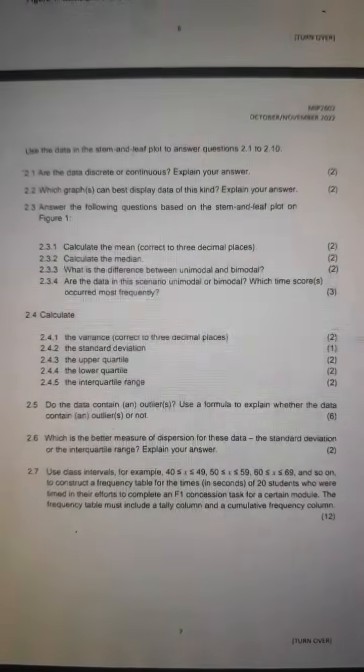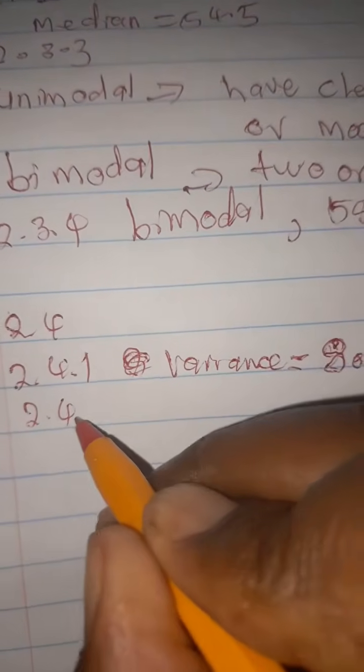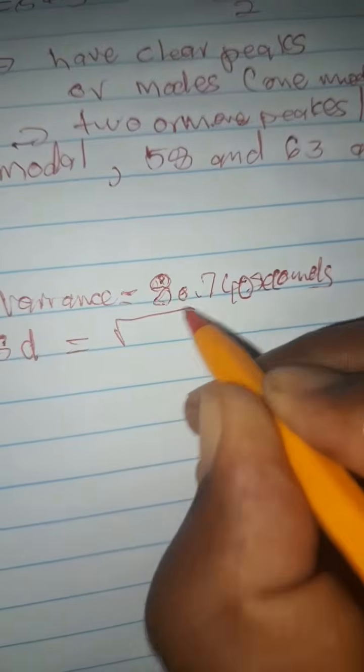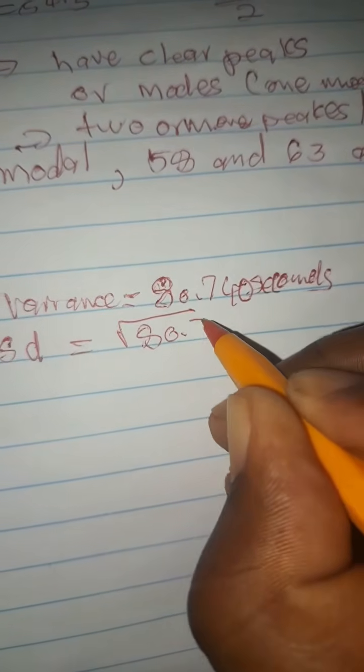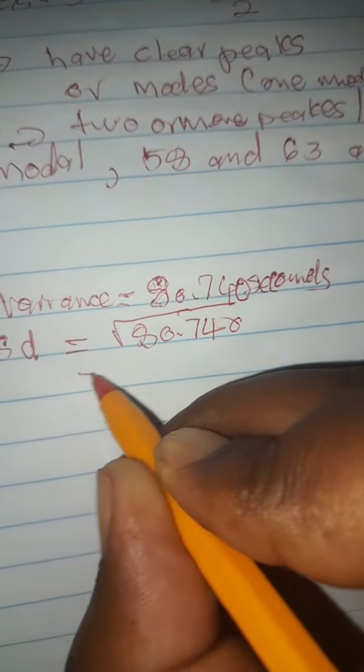Then the question that follows after that is the standard deviation, at 2.4.2. The standard deviation, guys, we are talking about the square root of the variance. It's the square root of the variance, meaning that in this case we are going to root this. So the standard deviation will be the root of 80,740. Let's see what we get.